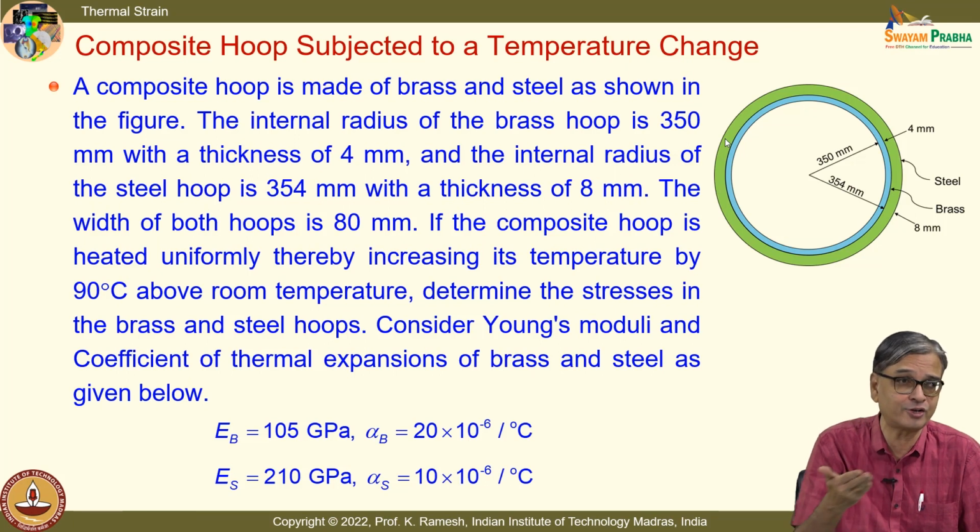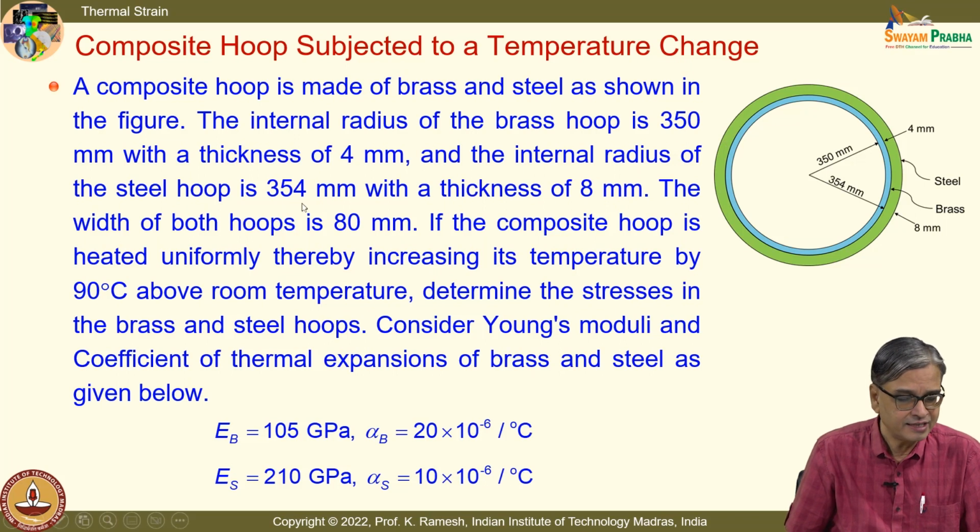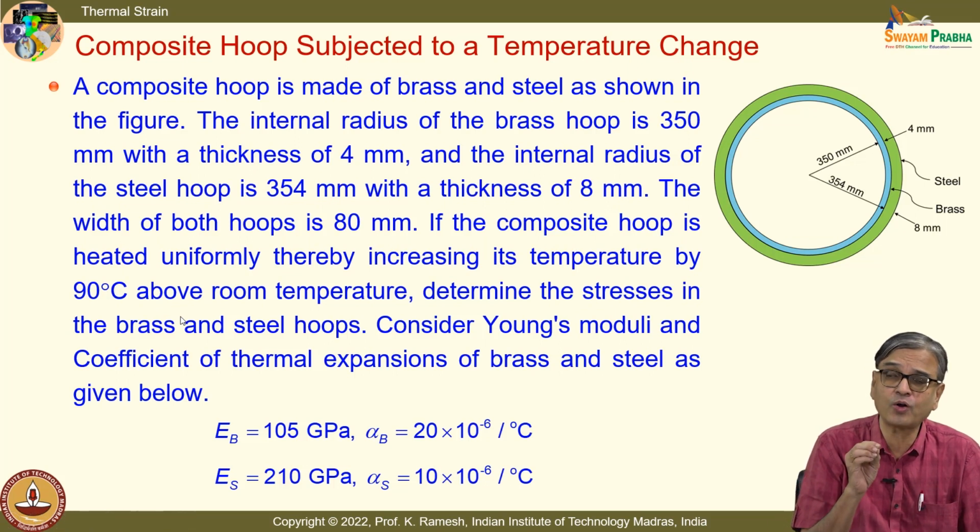You had a tube made of wooden staffs that is tied by a steel ring. They are all identical, they are all again composite. The idea here is there is a temperature rise of 90 degrees, and you will have to look at how you go and solve the problem, what is the way that you should approach the problem.